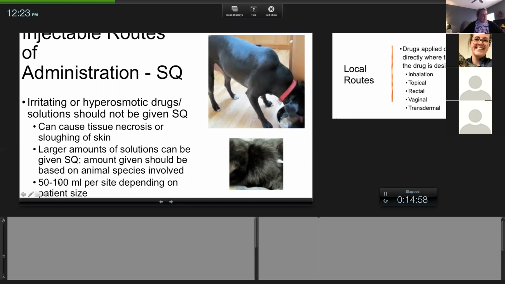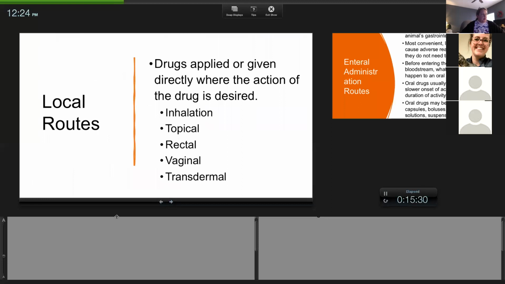How much you give sub-Q, if I'm talking about drugs, we can give a fair amount in one spot. But when we give sub-Q fluids, I'm giving my cat sub-Q fluids, and I can usually put 100 mils in one spot. Sometimes we've given sub-Q fluids to dogs, and I've done 200 to 300 mils in one spot in a bigger dog. So how much you can give sub-Q will vary depending on the size. When we talk about local administration, if you want them to work in a certain area, it's in that specific area.